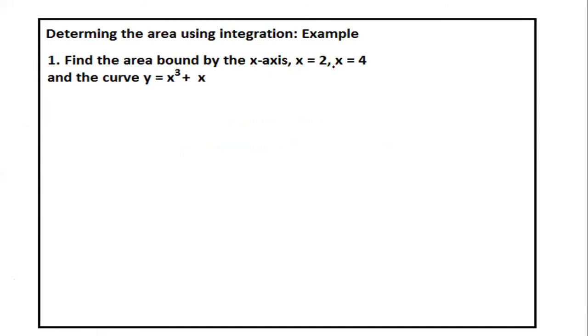x equals 2, x equals 4, and the curve y equals x to the power 3 plus x. So to begin with, when you're finding area here, you're going to say area is simply equal to, and you draw this symbol here. Then you put the values of x. The value of x that is big is the one you put on top, then the value of x that is small, you put down here.